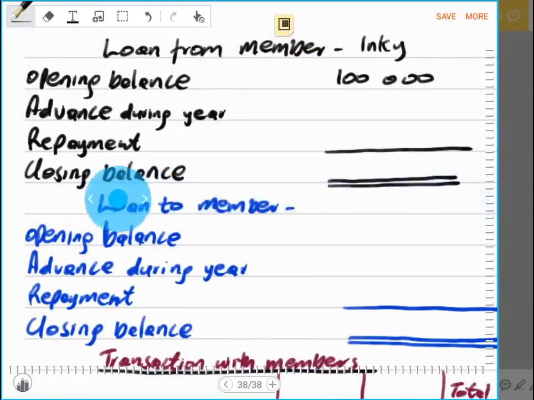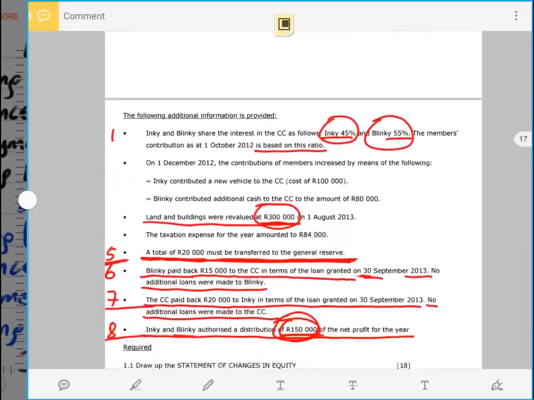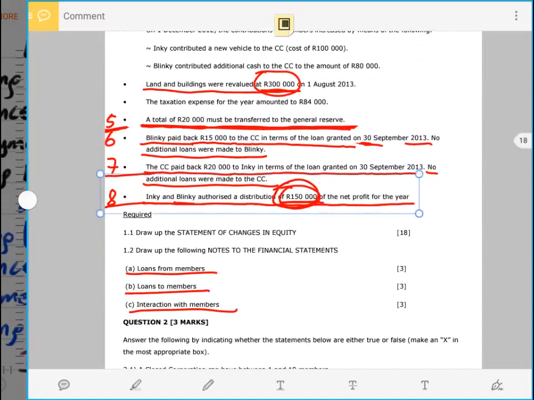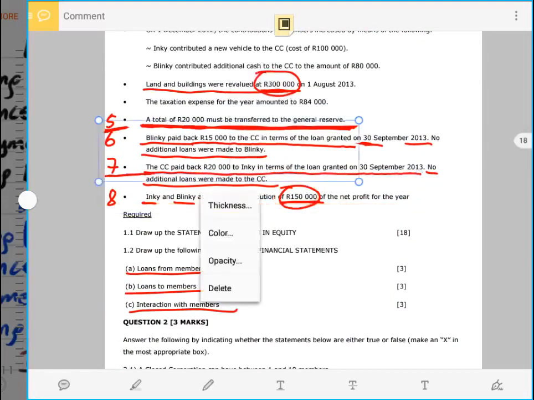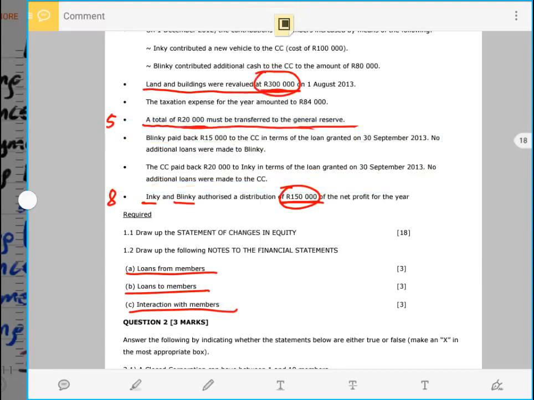Then after we check if there was any repayment of the loan. So now I think there was a repayment of the loan where the close corporation has to make a payment on a loan that was from member Inc.